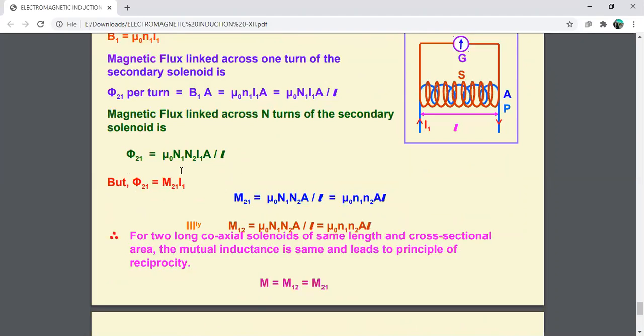On comparing this expression and this expression, you get M21 equal to mu naught N1 N2 A by L. And again you can replace N1 with the help of a small n1 into L. So the coefficient of mutual induction will depend on the number of turns per unit length of both the coils. The area of cross section is common in both and length is common in both.